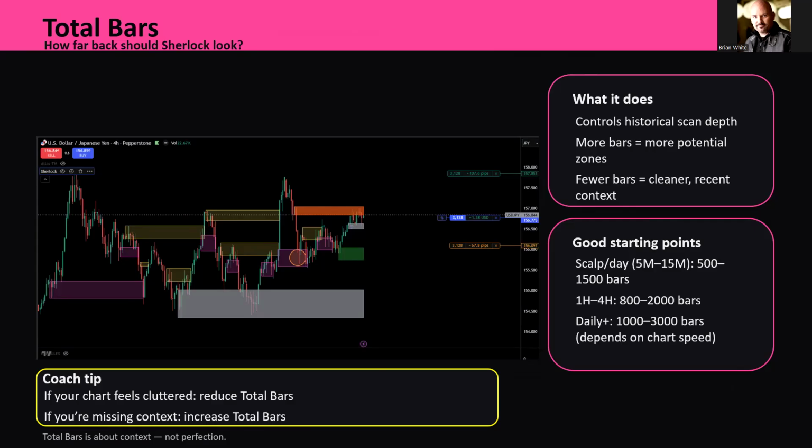If your chart feels cluttered, then reduce the total bars. If you feel like you're missing context, then increase those total bars. That's really the whole goal of keeping things very, very simple. You want to make sure that you're not trying to find every zone in history. We're trying to find the zones that matter now.